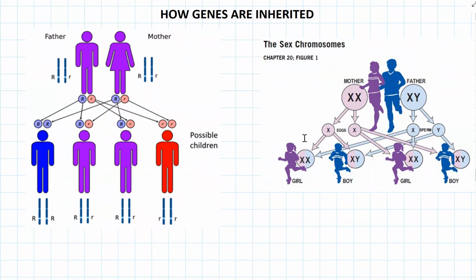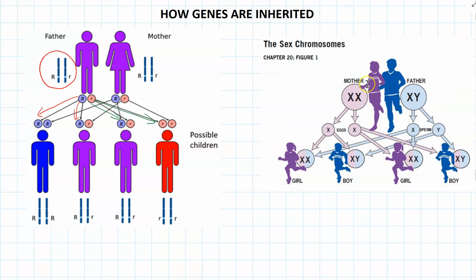Okay, this is more detail about how genes are inherited. Remember, we've always got 2 copies of every chromosome, but because gametes only have 1 copy of every chromosome, we're only donating one of those chromosomes to our child. So this father might donate this one to one of their children, or they might donate the other one, this red one here, to their children. And the same with the mother.